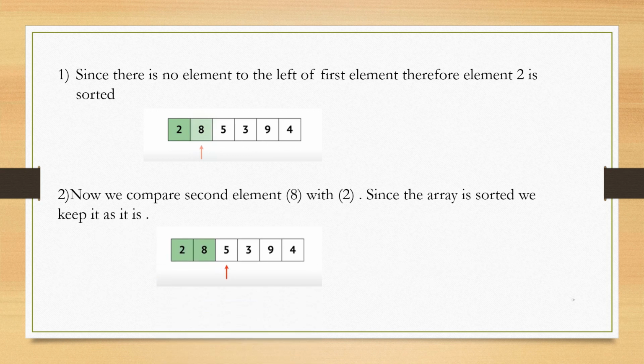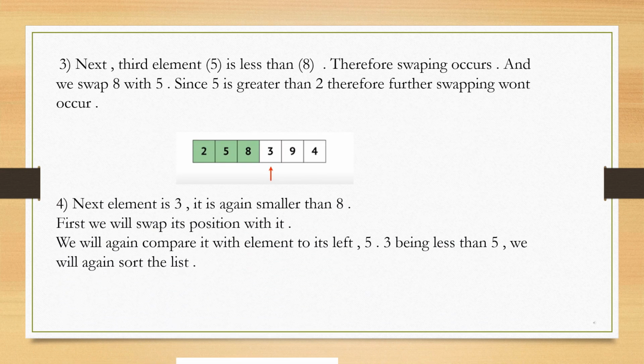The first element is 2, and since there is no element to the left of 2, we will consider it as sorted. The second element is 8. To the left of 8 is 2, and 2 is less than 8, so 2 and 8 are sorted. The next element is 5, and 8 being greater than 5, we will swap their positions. Now the sorted array is 2, 5, 8 and 3, 9, 4.